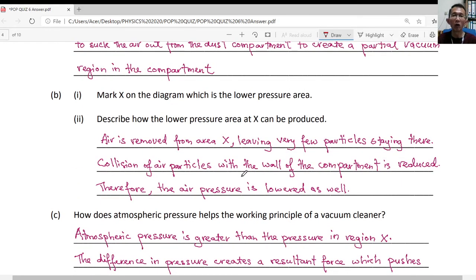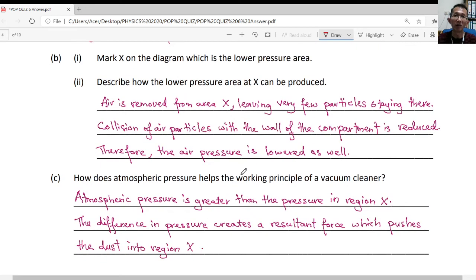Describe how the lower pressure area at X can be produced. So we have explained that earlier. Air is removed from area X, leaving very few particles staying there. Collisions of air particles with the wall of the compartment is reduced. Maybe we can add here the rate of collision of air particles with the wall of the compartment is reduced. Therefore, the air pressure is lowered as well.